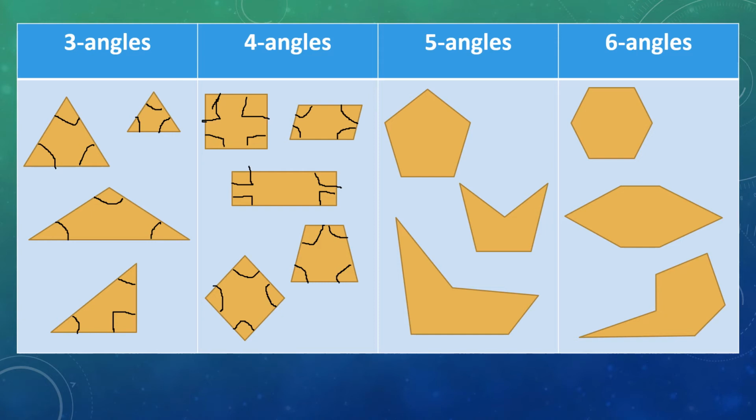In our next category, 5 angles. Each of these shapes should have 5 angles. 1, 2, 3, 4, and 5. Let's count this shape. 1, 2, 3, 4. Now it looks like there's only 4, but actually this is an angle.